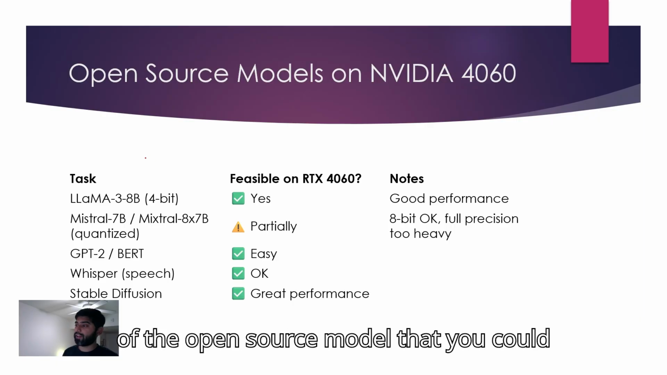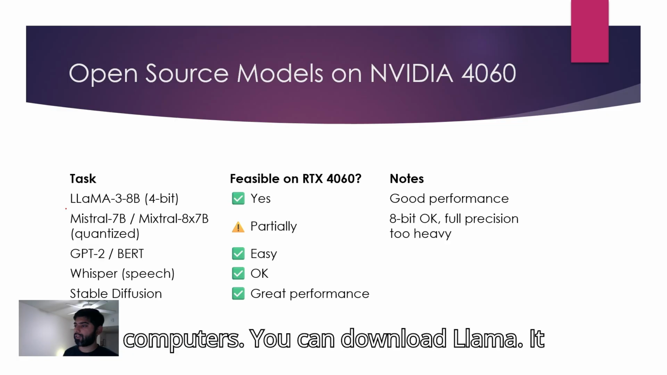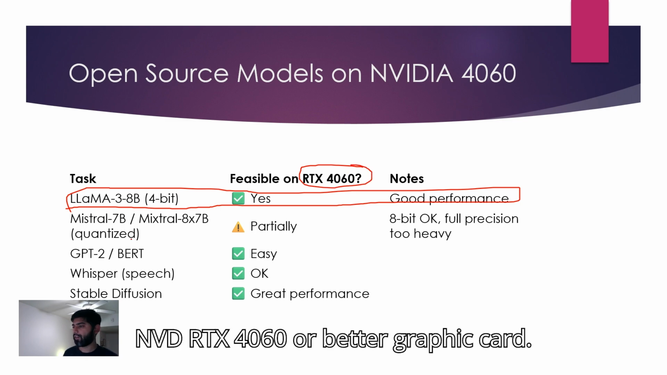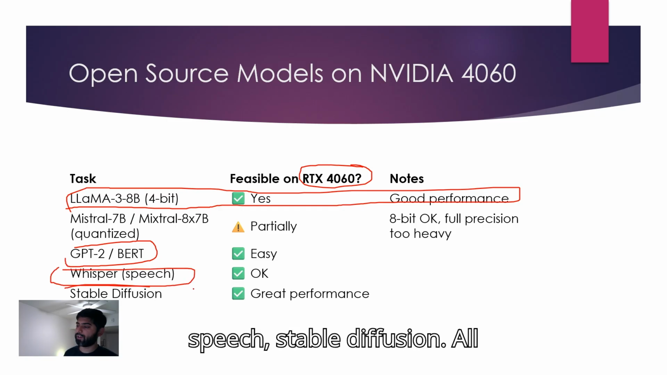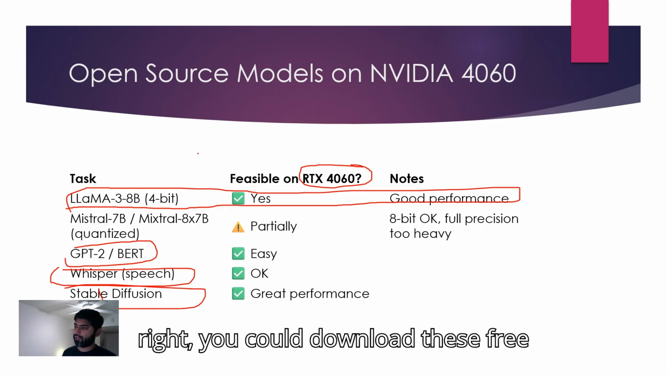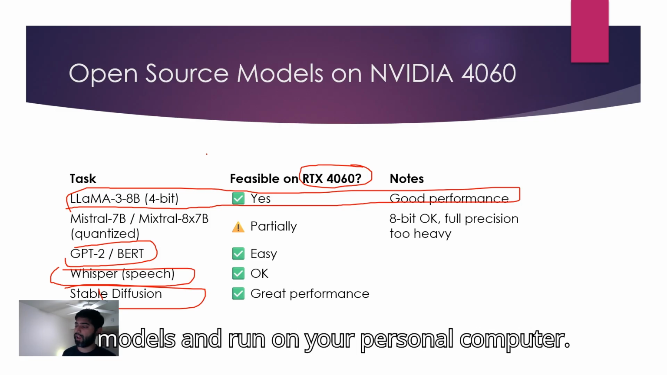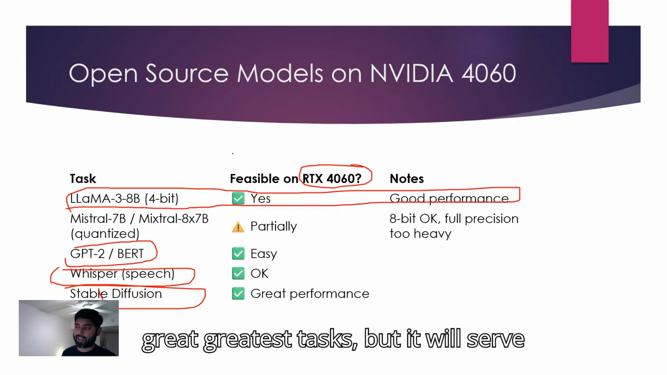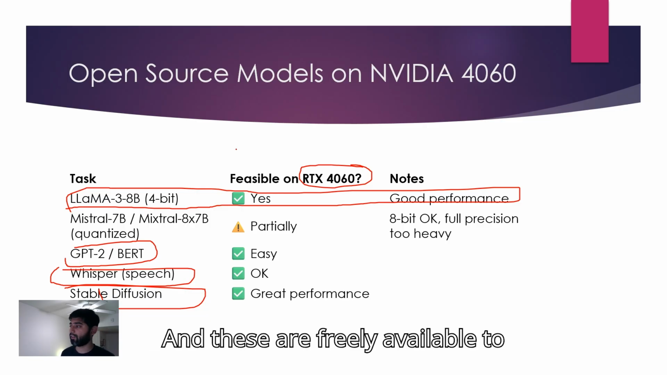Some of the open source models that you could run on your personal computers: you can download Llama. It has fairly good performance. If you got an NVIDIA RTX 4060 or better graphics card, we got GPT-2, BERT, Whisper Speech, Stable Diffusion. All right. You could download these free generative AI models and run them on a personal computer. It may not be able to handle all the greatest tasks, but it will serve some of the purpose on your local PC. And these are freely available to download.